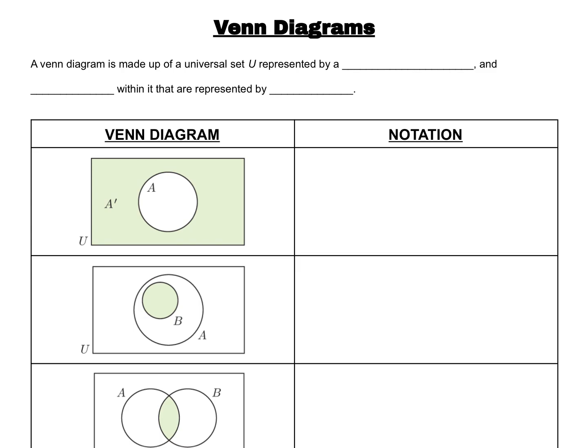Hello, today we're going to talk about Venn diagrams. So, a Venn diagram is made up of a universal set and it is represented by a rectangle. And you have its subsets, or smaller sections of it, that are represented by circles.